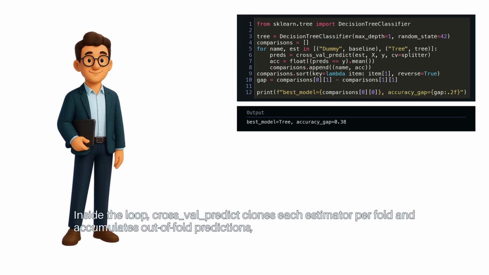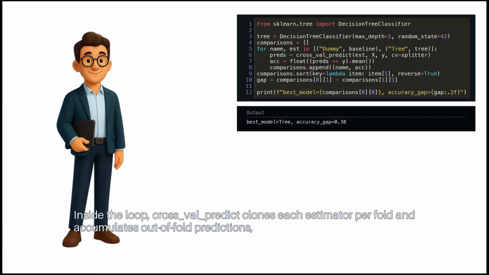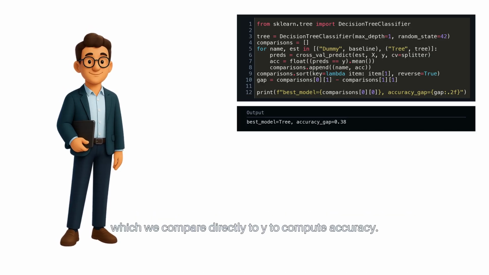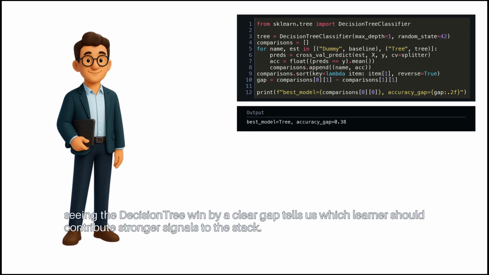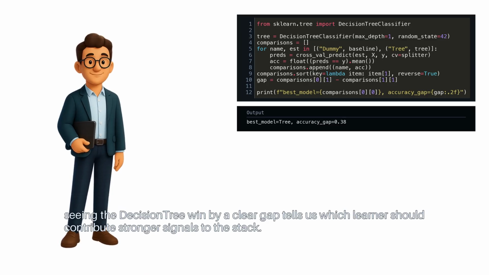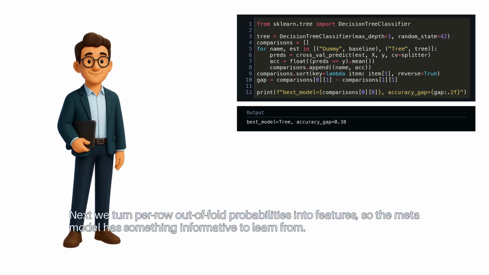Inside the loop, cross_val_predict clones each estimator per fold and accumulates out-of-fold predictions, which we compare directly to y to compute accuracy. Sorting those results surfaces the best candidate and the margin to the runner-up. Seeing the decision tree win by a clear gap tells us which learner should contribute stronger signals to the stack. Next, we turn per-row out-of-fold probabilities into features, so the meta model has something informative to learn from.